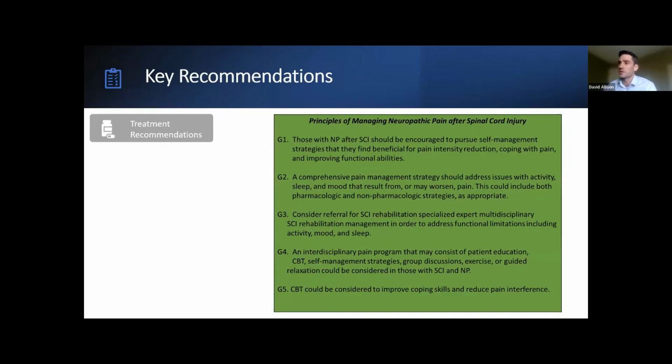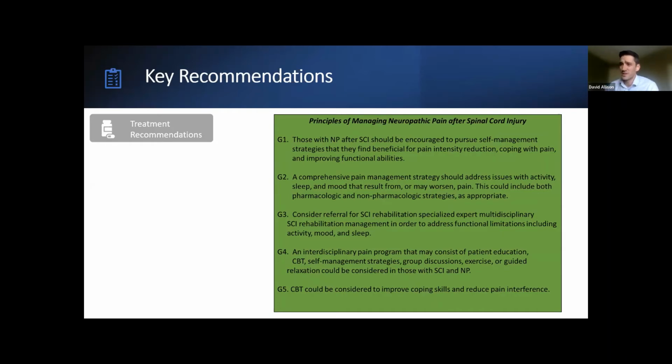So in brief, what these general treatment principles really try and get at is the importance of encouraging self-management strategies among patients. That being, if a patient finds that a strategy is beneficial for reducing pain intensity or helping them cope with pain or improving function, then really regardless of what the evidence in the literature is, if it's deemed appropriate and safe by the healthcare team, then it should be something that is promoted. So for example, things like exercise, stretching, meditation, that don't necessarily have concrete evidence in the literature to suggest that they can effectively reduce pain intensity in neuropathic pain, but should still be promoted if patients find that it is beneficial to them.